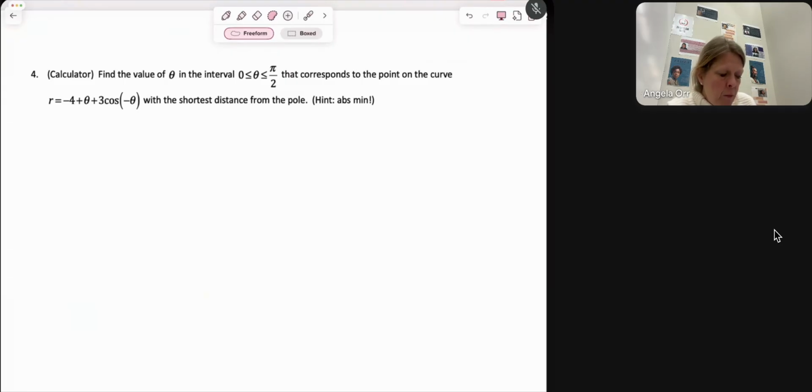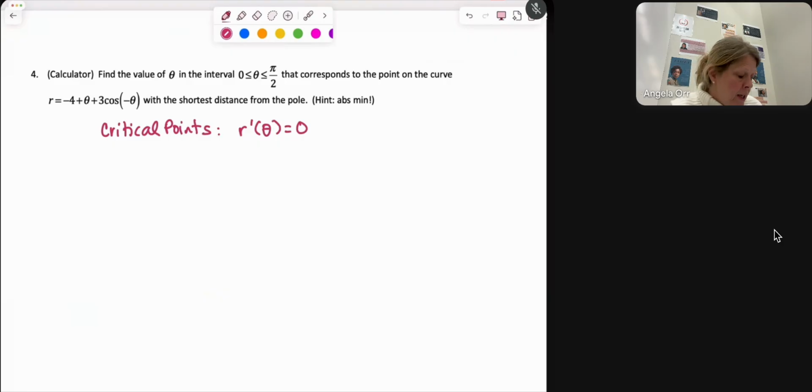So the first thing that we want to do is figure out our critical points. And our critical points are going to be when our r prime of theta is either undefined or equal to 0. Okay, so for our first step, let's calculate what r prime of theta is.